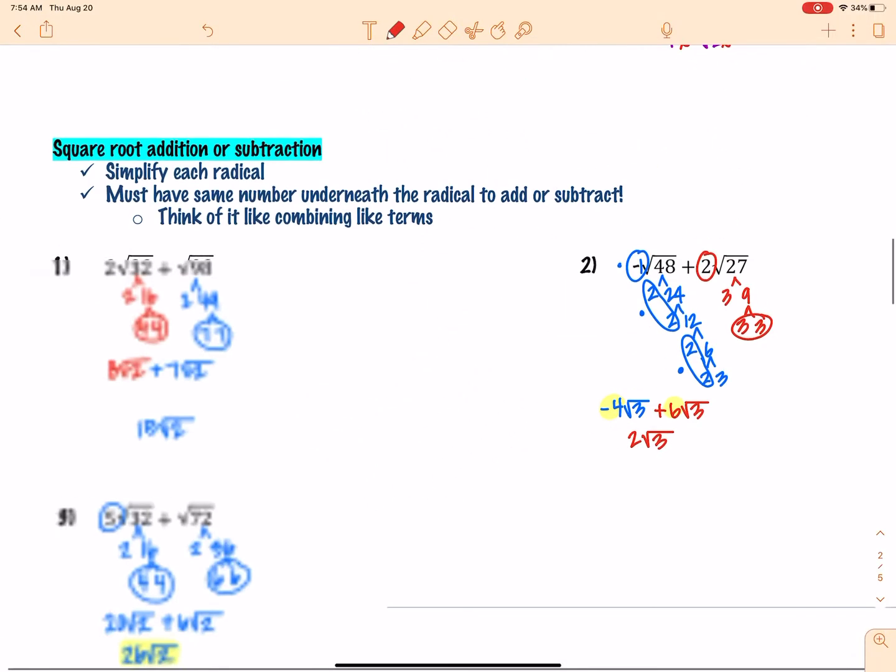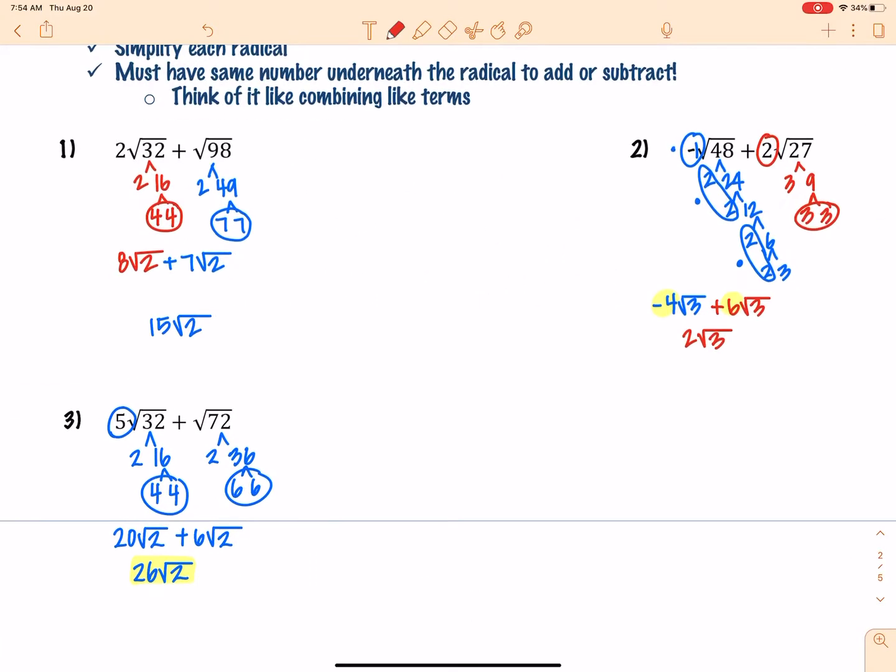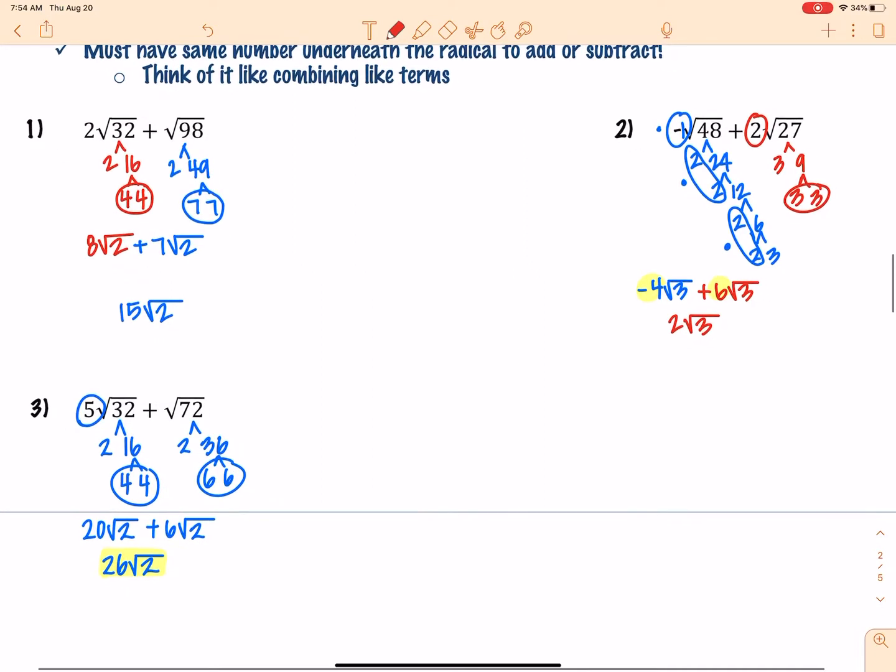All right, number 3, you should have gotten 26 rad 2 as your final answer. Okay, so that is adding and subtracting. I know we technically didn't do subtraction unless you count number 2 as subtraction because of the -4, but it would be the same idea if you were subtracting the numbers versus adding.